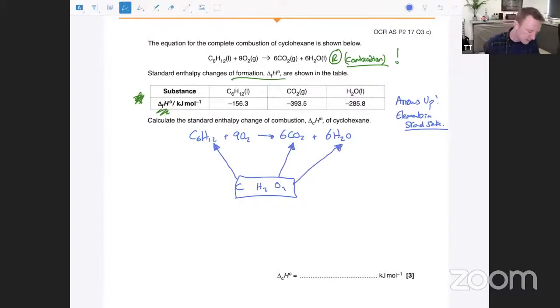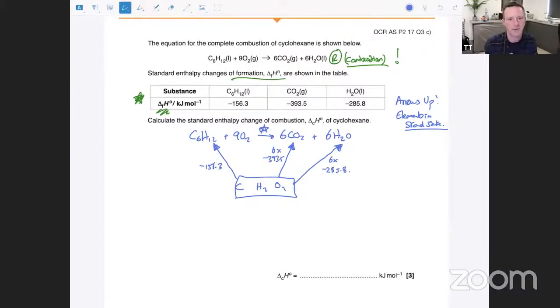Okay. So this is going to be minus 156.3. This is going to be 6 times minus 393.5, and this is going to be 6 times minus 285.8. Okay, so sometimes this question is asking you to find this enthalpy value here, which is why it's a classic one, because you're finding the value at the top. If they are asking you to find one of the values on your arrows, if you've got that one at the top, set this up in exactly the same way.